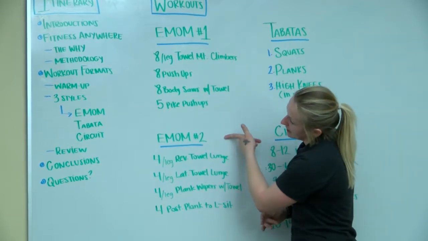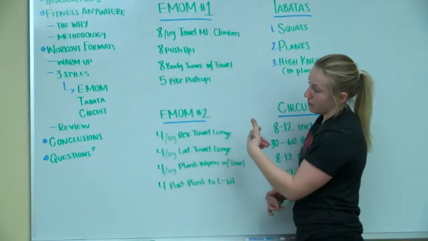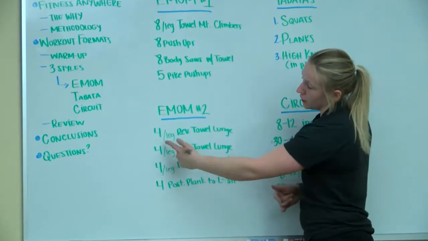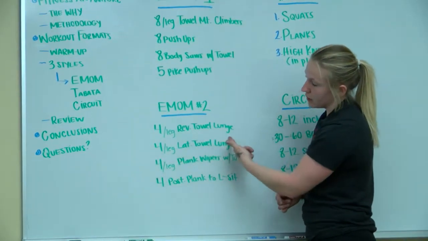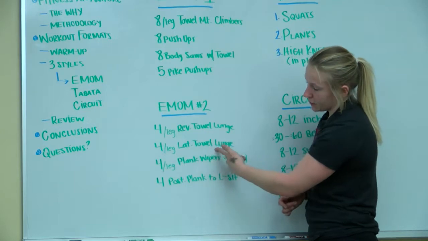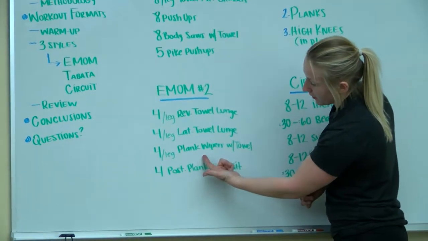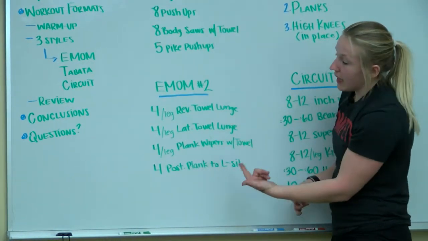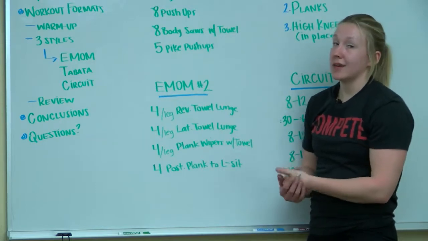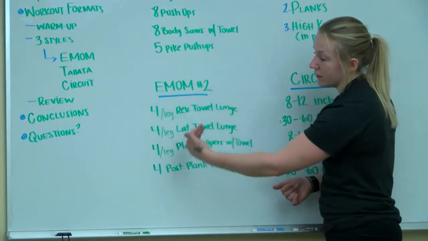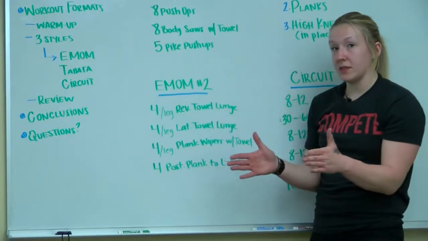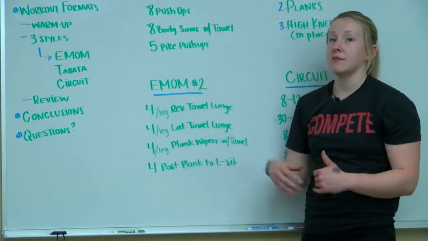EMOM 2 is the same concept as EMOM 1, but just different movements. You're doing 4 each leg of reverse towel lunges, 4 each leg of lateral towel lunges, 4 each leg of plank wipers with a towel, and then 4 posterior planks to L-sits. And again, you're just doing all of these movements, and then whatever time you have left within that minute, you're resting until the top of the next minute.